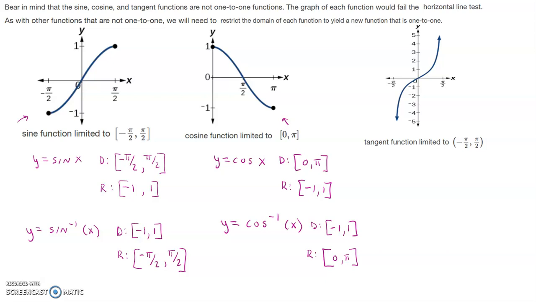When we take a look at our tangent function, we're going to limit ourselves to a domain from negative pi over 2, positive pi over 2. Our range, if we take a look at our graph here, is going to go from negative infinity to positive infinity.